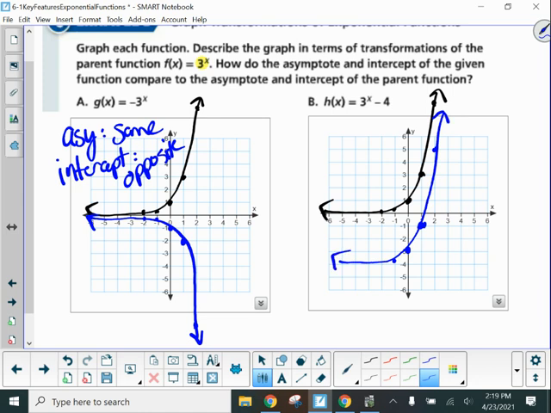So my asymptote has now moved down 4, and my intercept has also moved down 4. So anything having to do with the y values, those have all moved down 4. You're basically just looking at how your function is going to change whenever you're going through that.